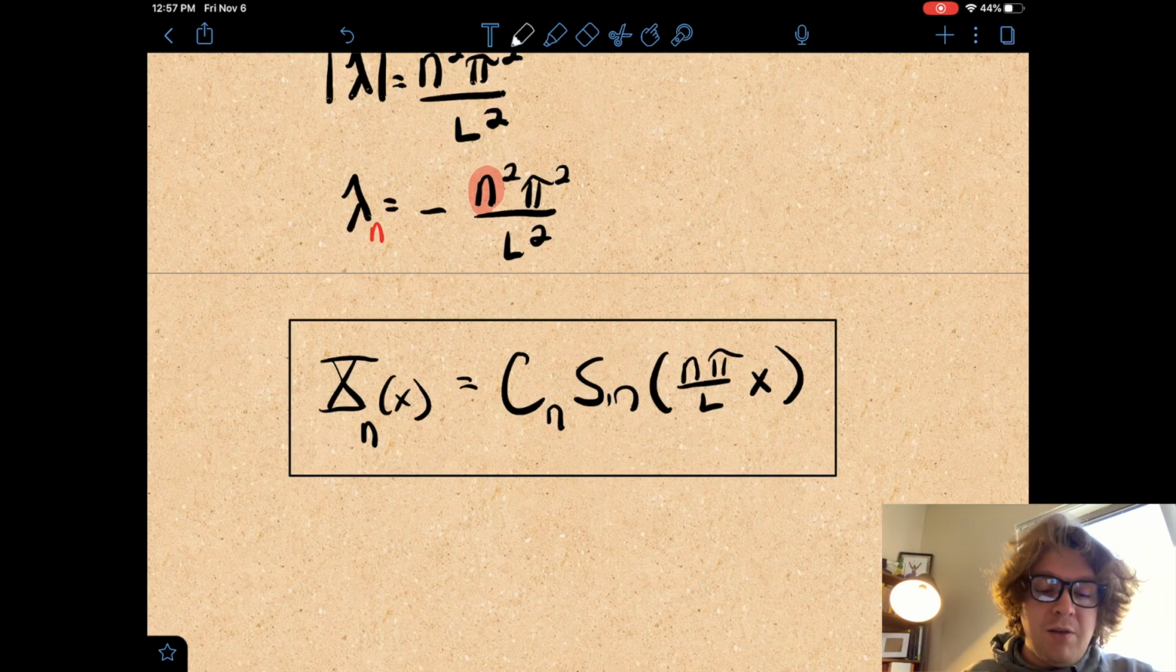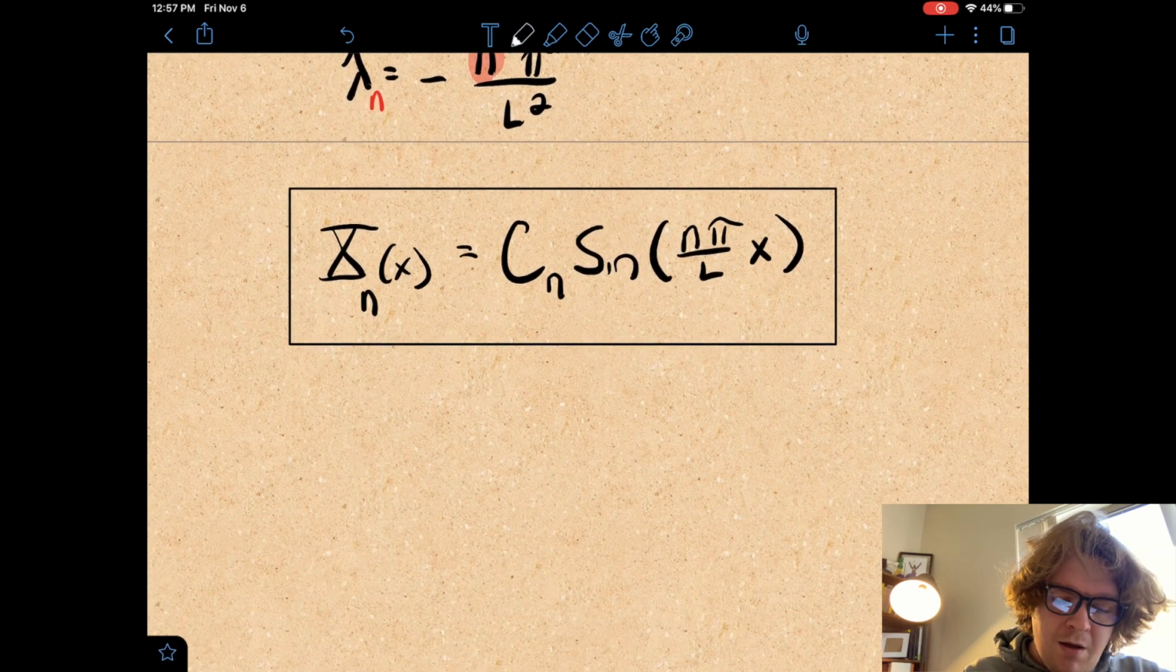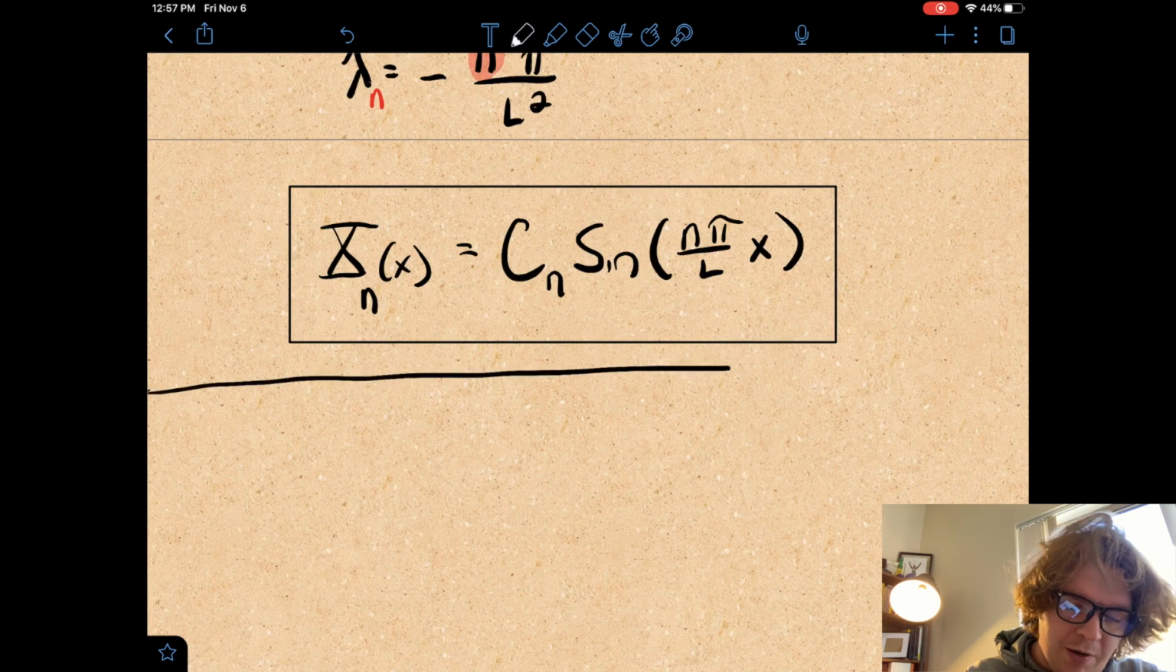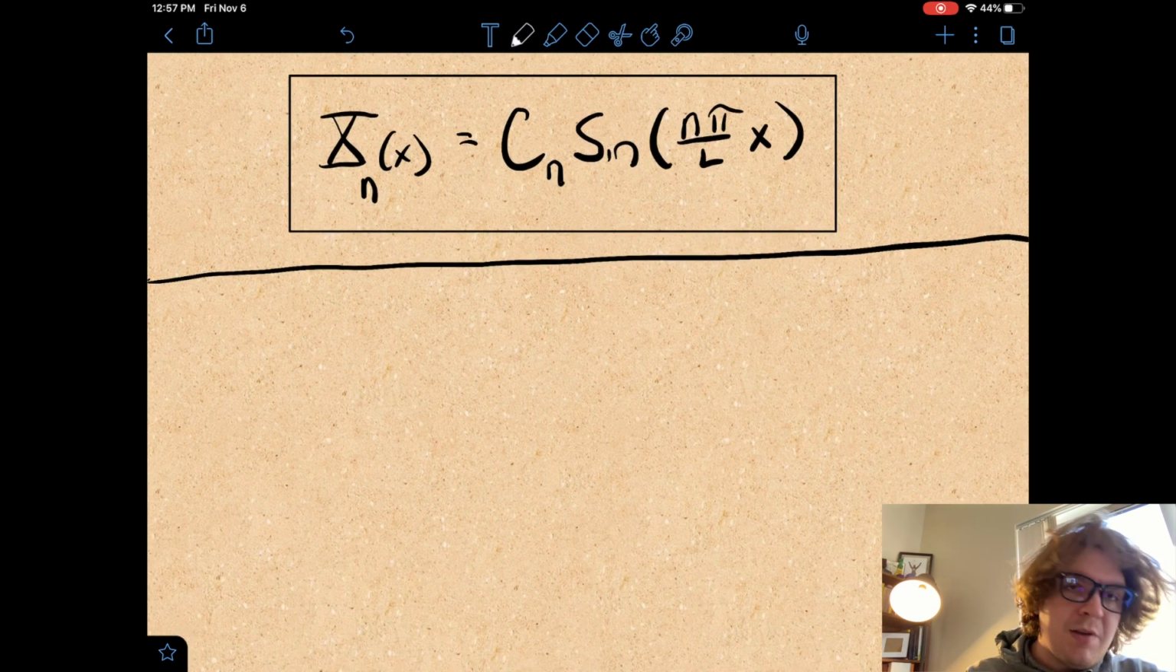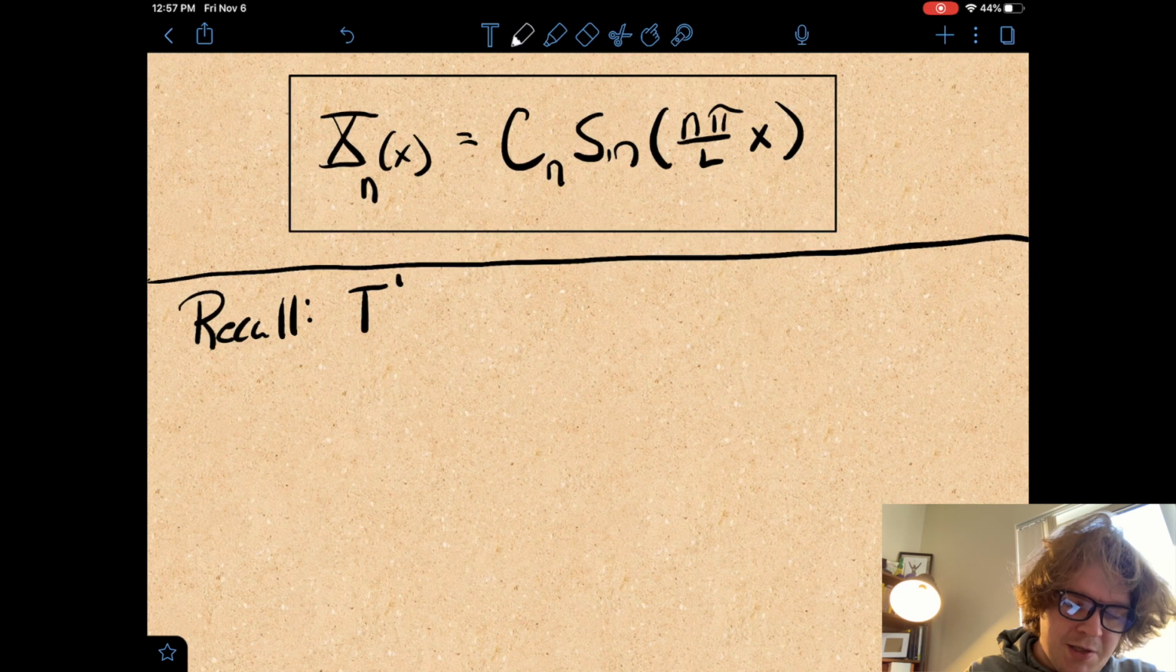Okay, so to keep building on this idea, we really can't do much more with our x differential equation, but we can jump back to our t differential equation. So it's been a minute since we've talked about t, so let's recall what t is. T had this differential equation, t prime minus lambda t equals 0.